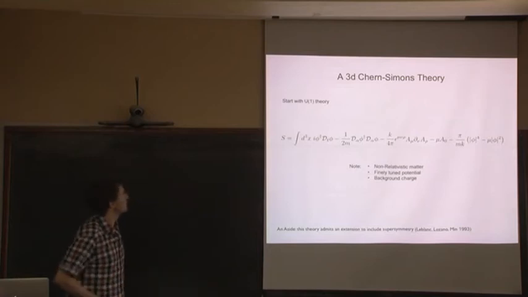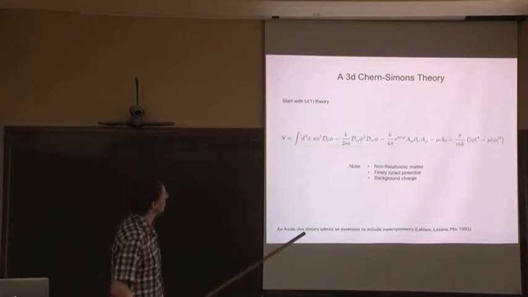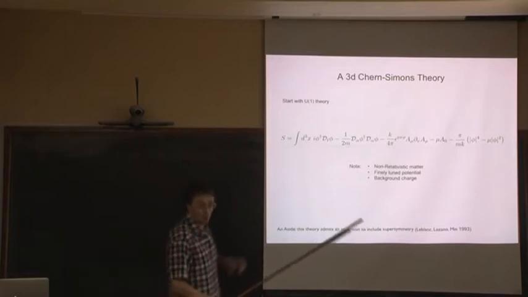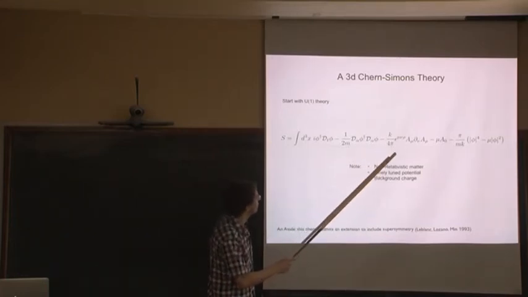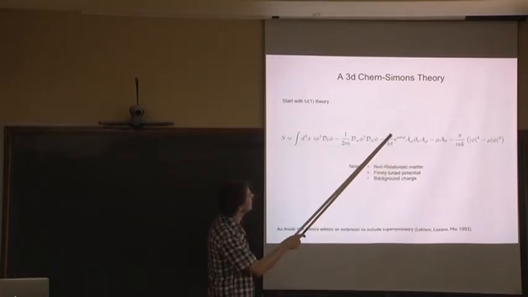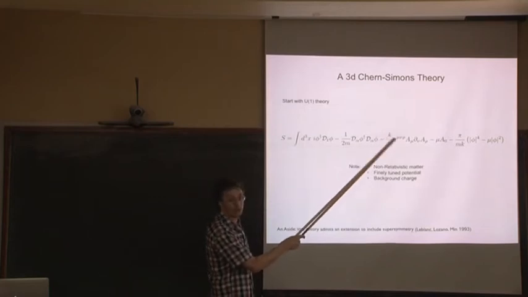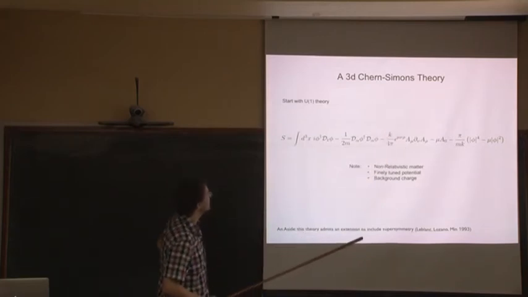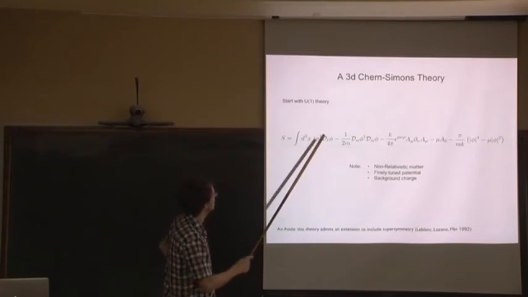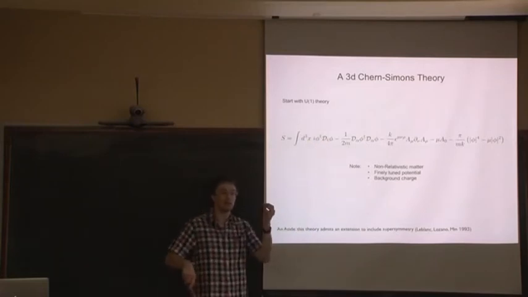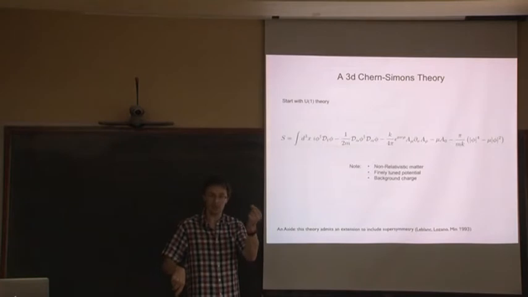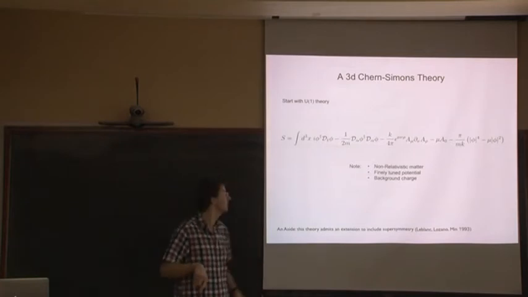All right, so this is the Chern-Simons theory that we're going to look at. It's a U(1) gauge theory in 2 plus 1 dimensions, and this is the Chern-Simons term at a level k, where k is an integer. And it's coupled to matter. It's coupled to just a single complex scalar field, which has charge 1 under this U(1) gauge theory.